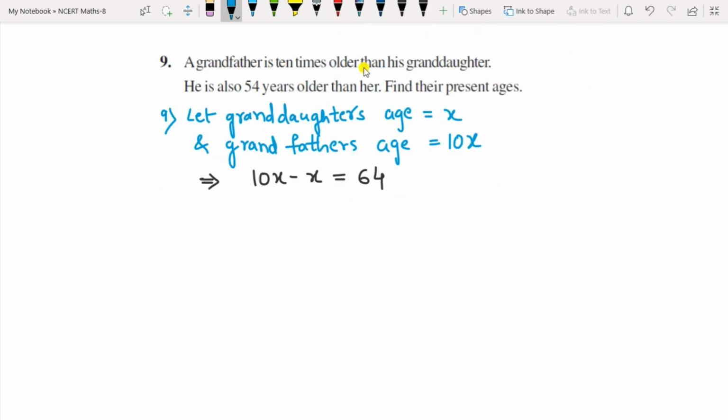Ninth question is, a grandfather is 10 times older than his granddaughter. He is also 54 years older than her. Find their present ages. So we have to guess granddaughter's age is x and grandfather's age will be 10 times older. So 10x, times means multiplication. So it is 10x. And grandfather is also 64 years greater than her. Not 64, sorry, 54.